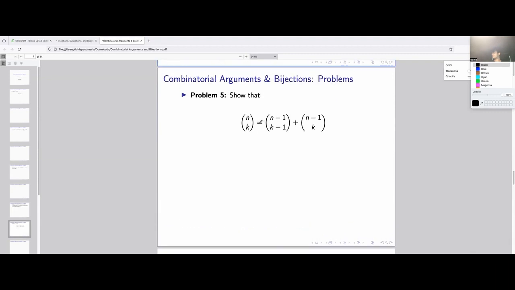All right, so next problem. Show that n choose k is equal to n minus 1 choose k minus 1, plus n minus 1 choose k. So this one's a little bit trickier, but we'll go ahead and do it, okay?